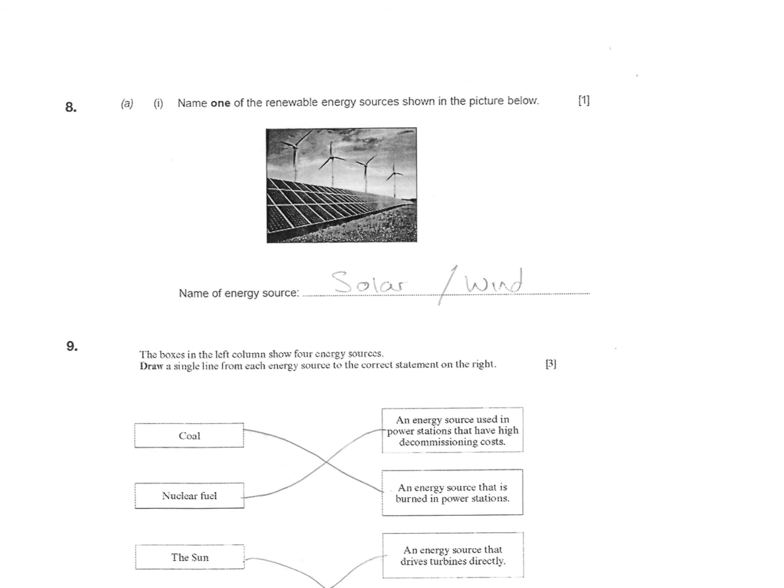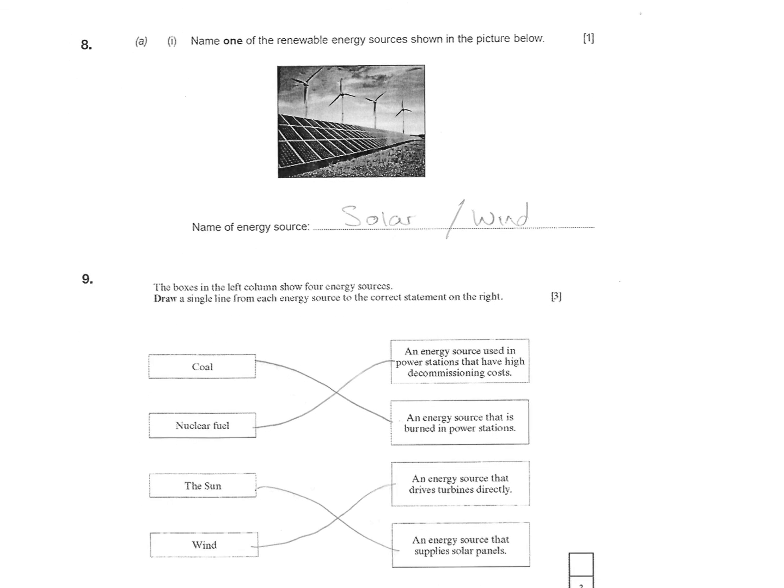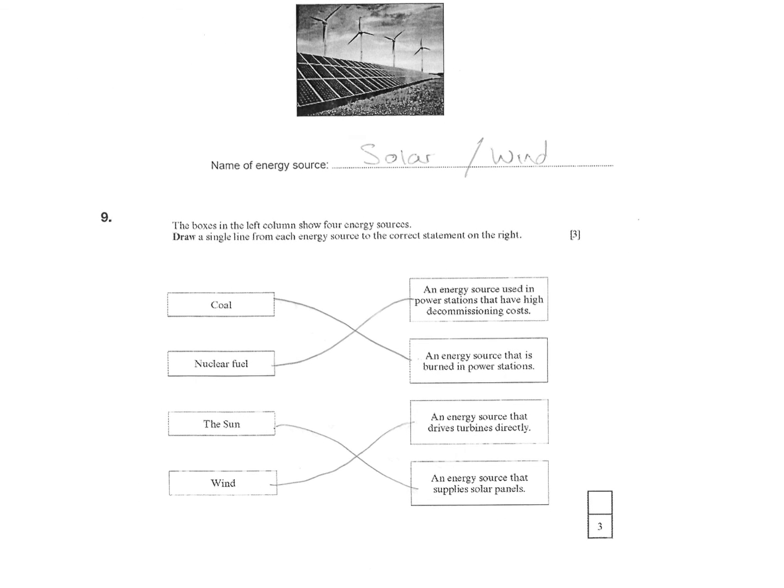Name this source of energy. That would be solar or wind. They would have been the two sources of energy you could see in there. And then you had to fill in the blanks here. So coal, an energy source that burns in power stations. Nuclear fuel, an energy source used in power stations at high decommissioning costs because it's radioactive. The sun, the energy source that supplies solar panels. And wind, an energy source that drives turbines directly.